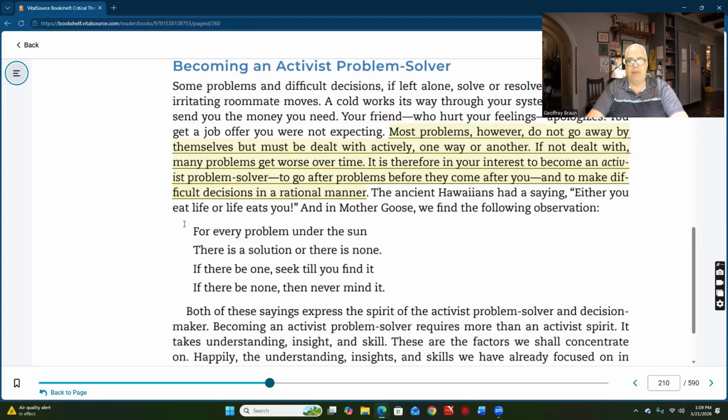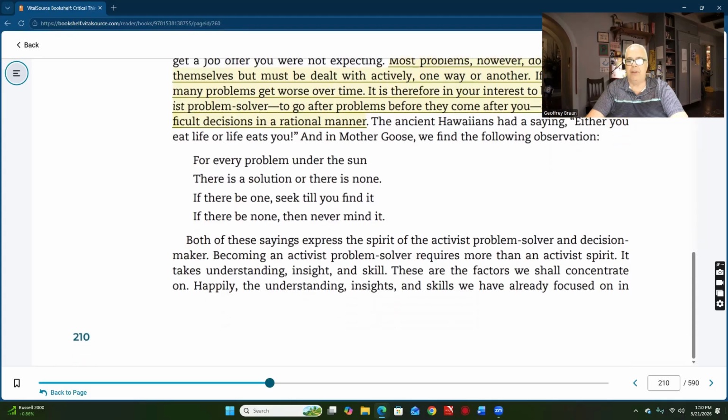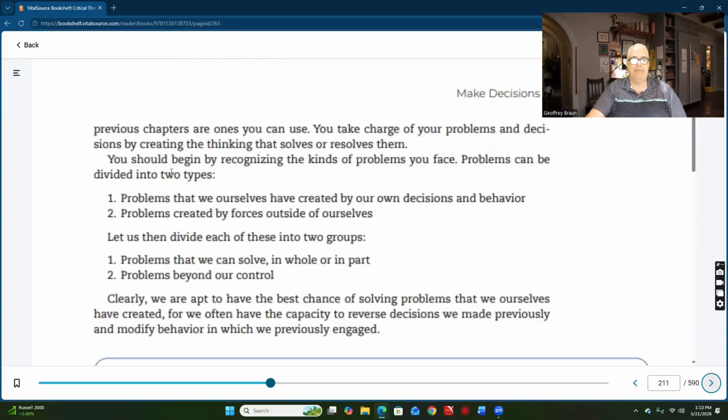And in Mother Goose, we find the following observation: for every problem under the sun, there is a solution, or there is none. That's Mother Goose. Sounds like the doctor says. If there be one, seek till you find it. If there be none, then never mind it. I don't know how well that goes over with stuff that has to be taken care of, but I think you get the gist of it, right?